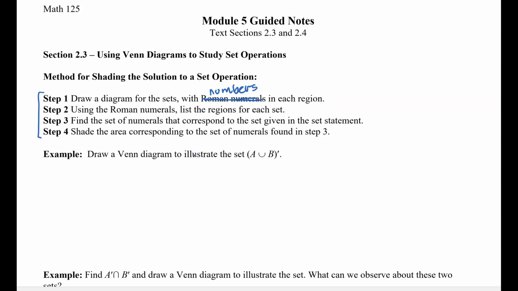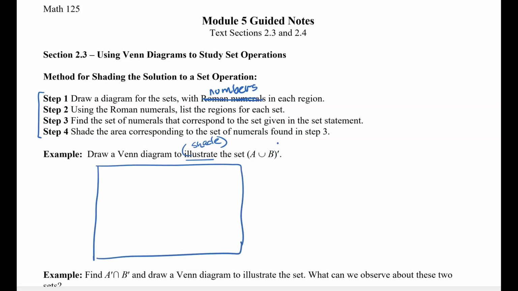So in this example, we're asked to illustrate, that basically just means shade, the set A union B complement. So I'm first going to draw a rectangle, and I'm going to draw 2 circles for A and B because I only see A and B. If there was a C in here, I would draw 3 circles. So I'm going to draw 1 circle on the left, 1 circle on the right, and I'm going to label them A and B. It doesn't matter which one is A, which one is B, so just pick. In the book and on Connect, the A will always be on the left, so it might make sense to just do that.